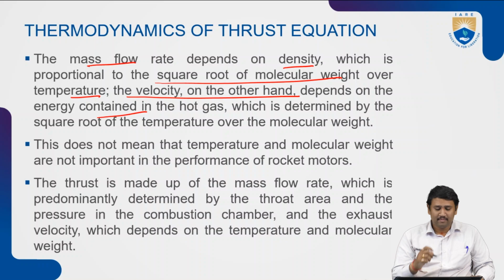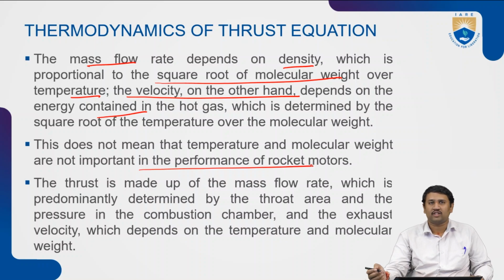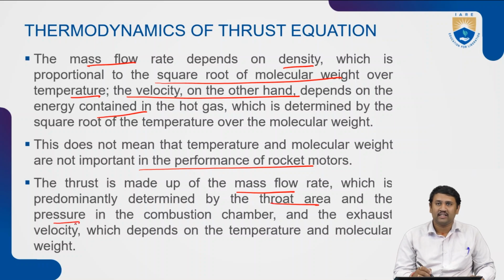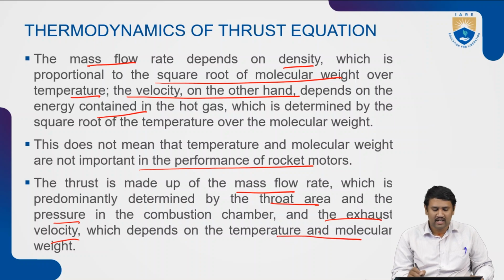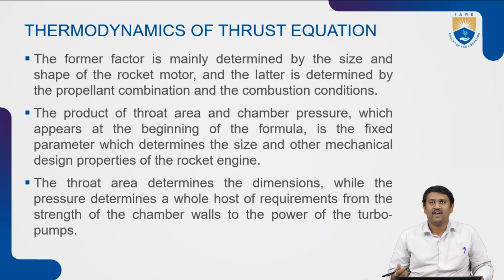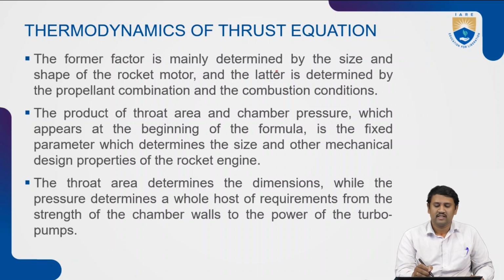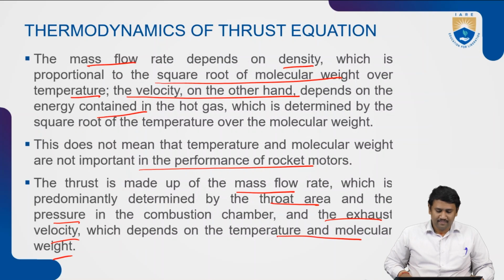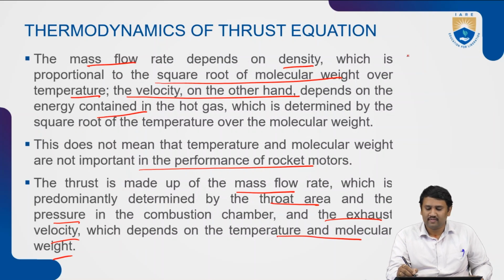Now, this doesn't mean that the temperature and the molecular weight are not important in the performance of rocket motors. The thrust is made up of the mass flow rate, which is predominantly determined by the throat area and the pressure in the combustion chamber, and the exhaust velocity, which depends on the temperature and the molecular weight. The former factor is mainly determined by the size and shape of the rocket motor, and the latter is determined by the propellant combination. So this we will discuss.